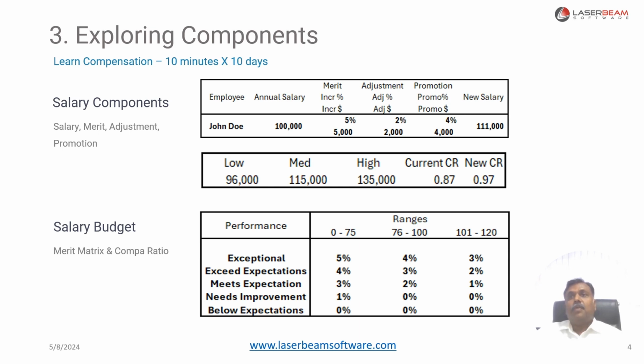So now that we know how a compa ratio is calculated, we're going to explain how a budget is derived based on the compa ratio and the performance scale. So if you look at it, again in this example, let's take John and explain how John's compa ratio impacts the budget.